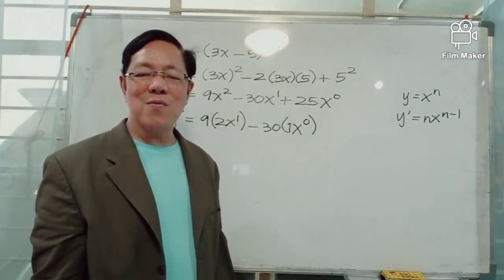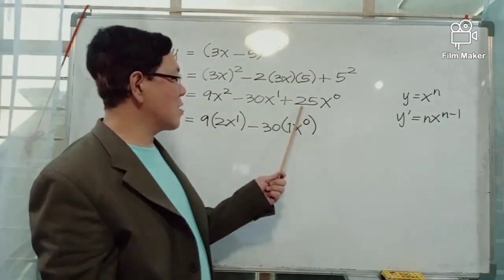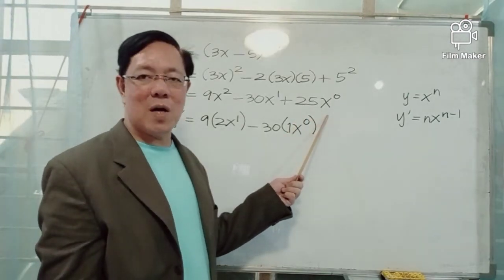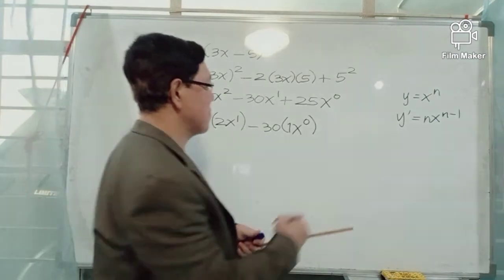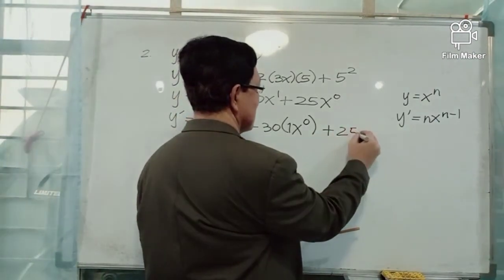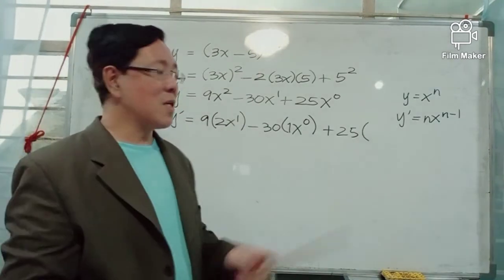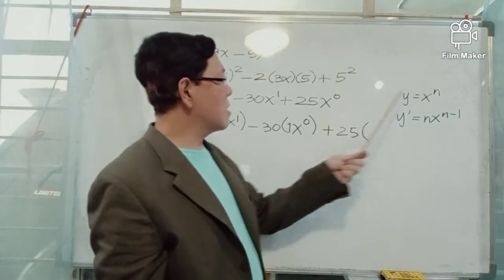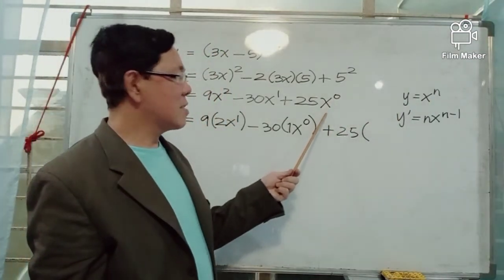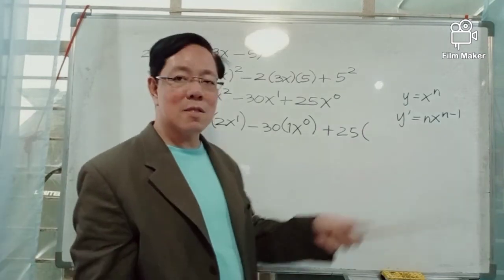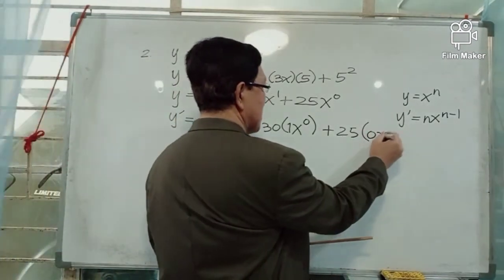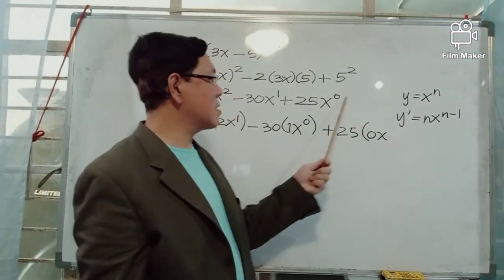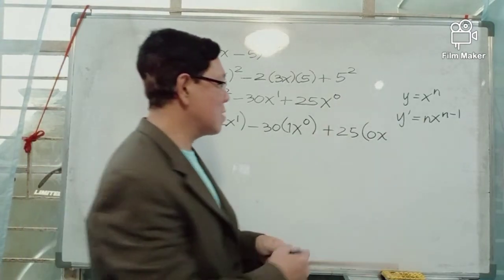we apply the second theorem for differentiation for the derivative of a constant times a function. And according to that theorem, the derivative of a constant times the function is equal to the constant 25 times the derivative of x to the power 0. And here, the exponent n is 0. Hence, derivative of x to the 0 is n, 0, multiplied by x to the n minus 1, where n is 0. 0 minus 1 is negative 1.